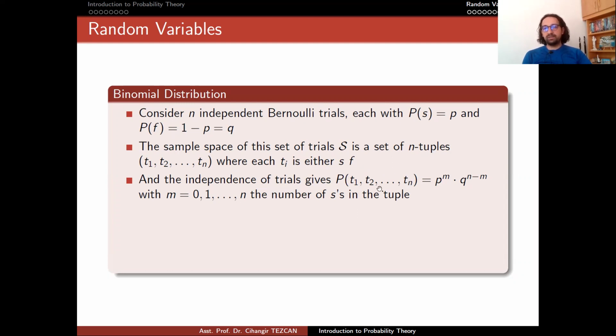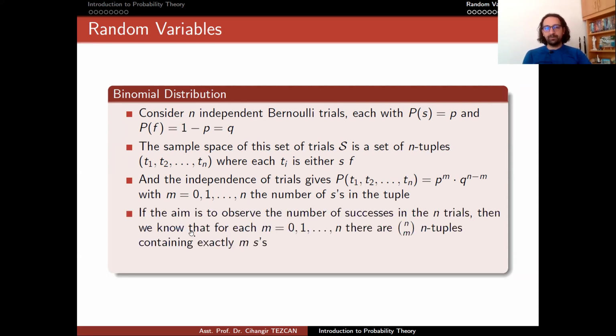So in this scenario, if you have, for instance, 5 successes, the probability of observing this is P to the 5 multiplied by Q to the n minus 5, where you put those 5 successes in this n-tuple. But those 5 successes can be in any different places. There are n possibilities, so you want to put 5 successes. So this means that you can have a combination of n with 5. So this is why we will have n choose m appearing at the beginning of our probability.